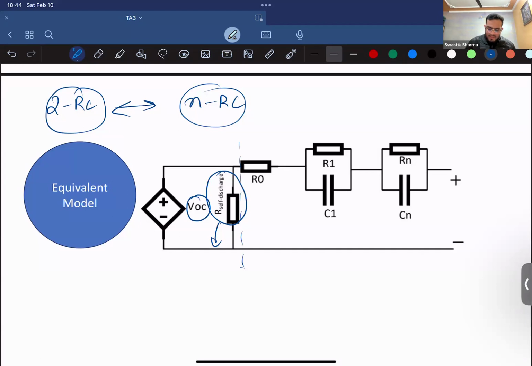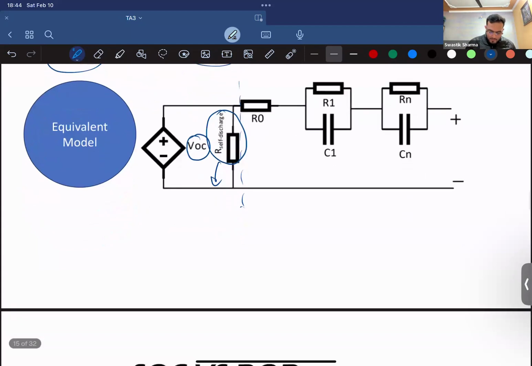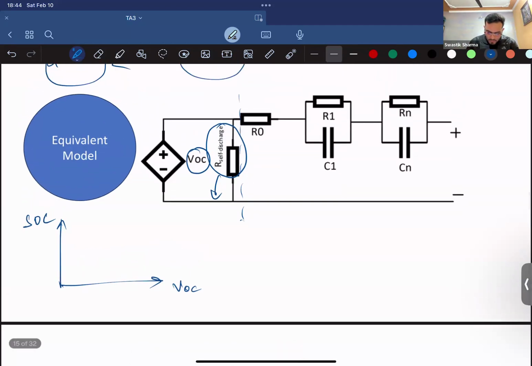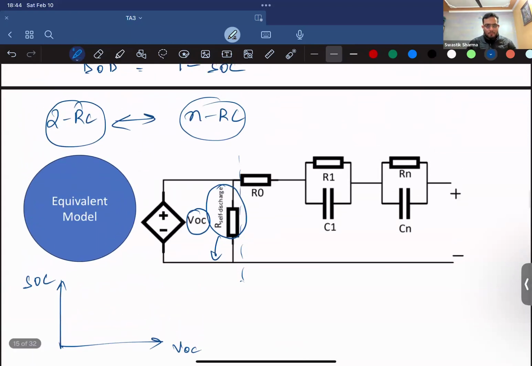Generally, it's the SOC on which your open circuit voltage depends. As you will see later on, you will see your SOC versus VOC graph. So how is your SOC determined? It is usually determined by how your VOC is changing. So this is how your equivalent circuit model will look.